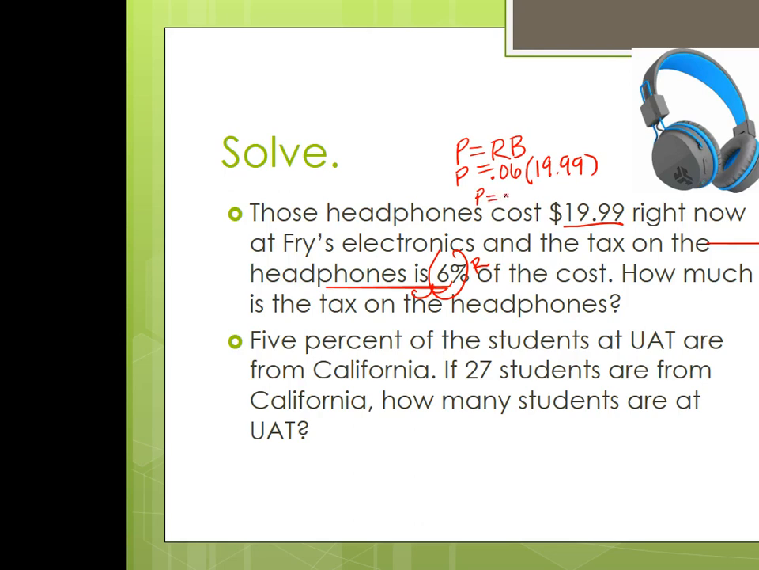is, and we're going to round to 2 decimal places because we're dealing with money, and it actually comes out to 1.1994. So if I want 2 decimal places, I want to stop here, but I need to look to the right, and if it's 5 or higher, you round that number up, so it ends up being $1.20.